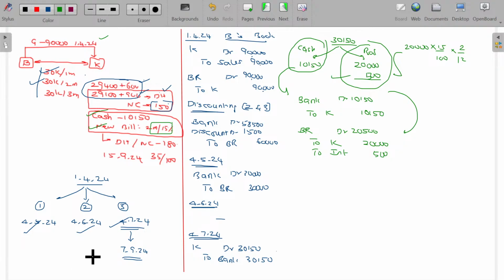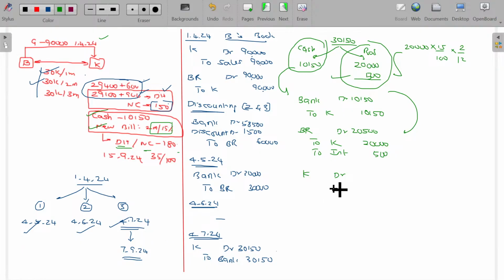Next, this bill is retained by him on maturity date. This bill also dishonored and noting charge paid being 180. As the bill dishonored on maturity, again I am debiting K account. So K is my debtor. Whenever he gives something, his name is credited. When the given item becomes invalid, then again we are debiting him. So I am debiting him.